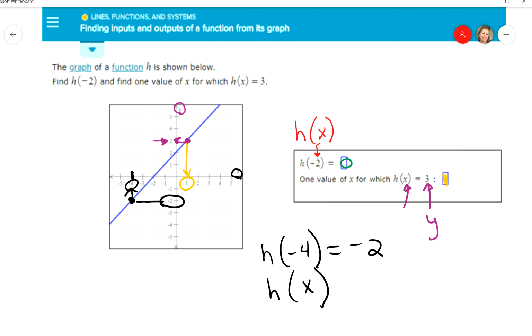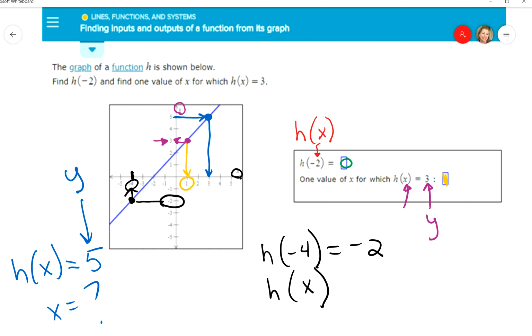And then if they said, hey, h of x is equal to 5, then what is x equal? Well, remember this is the y coordinate. So I go to the y coordinate of 5, which is right here, and I look over. We're talking about this point right here. So look straight down, and the answer is 3.